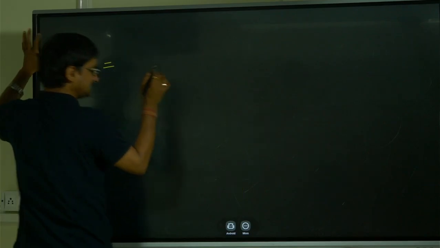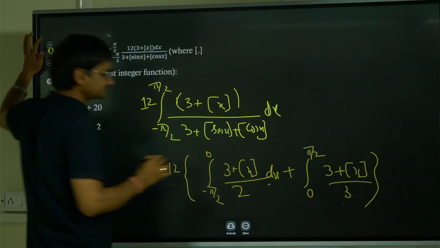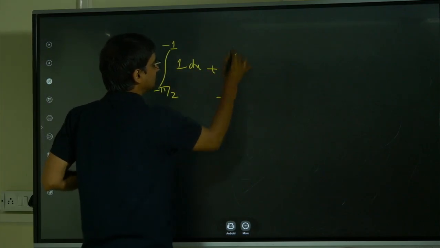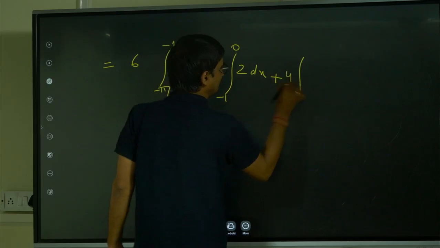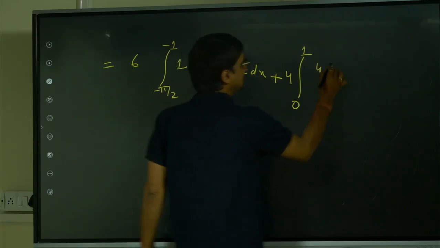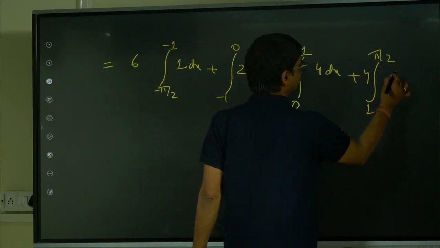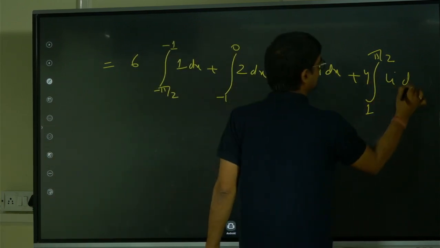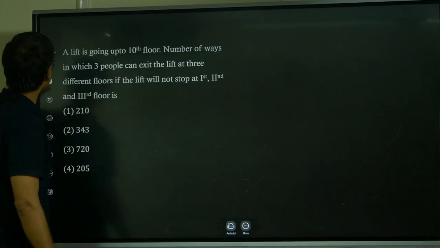So this is 6 times the integral from minus pi by 2 to minus 1, which is 3 minus 2, which is 1 dx. Then from minus 1 to 0, 3 minus 1 is 2 dx. And then it is 4 times the integral from 0 to 1, which is 4 dx, and then 4 times from 1 to pi by 2, which is 3 plus 3 dx, and that will be 4 dx. That's it. Now all of us can solve it, and then you can match the answer, so I'm not going to do that.